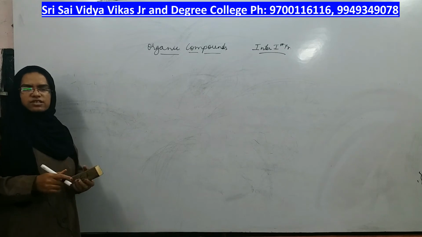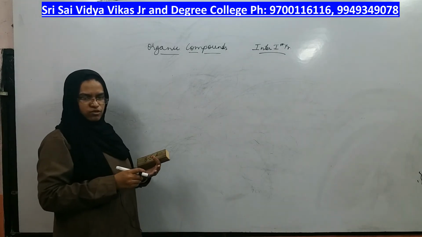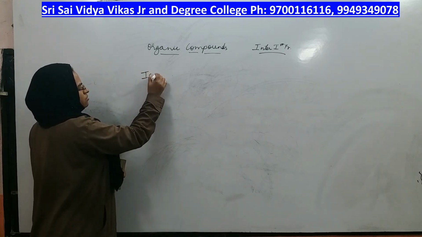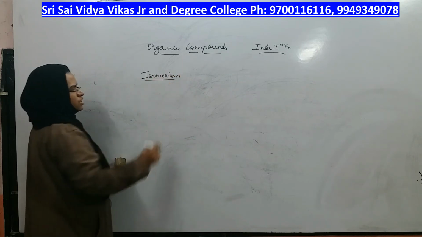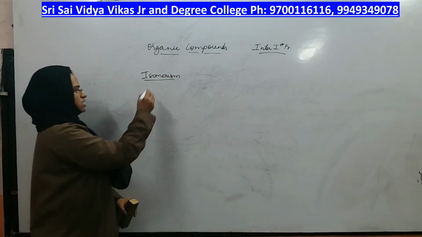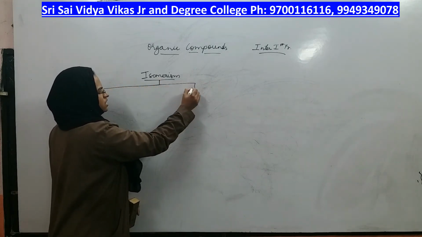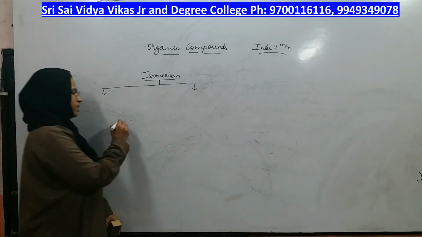Now we are done with nomenclature of organic compounds. The next topic we are going to go to is isomerism in organic compounds. Isomerism may be a new word for you, but it's not that difficult. Isomerism condition arises whenever you have two compounds.